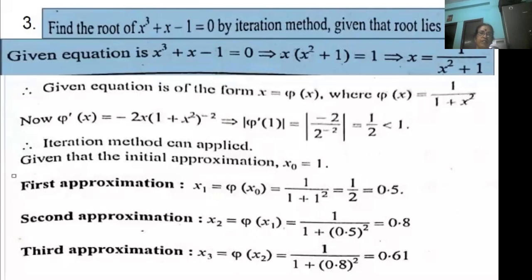So the given equation is x cube plus x minus 1 equal to 0. That can be written as x into x square plus 1 equal to 1.